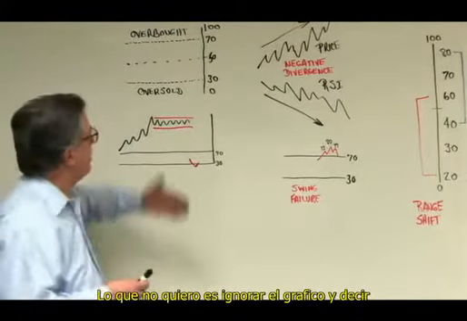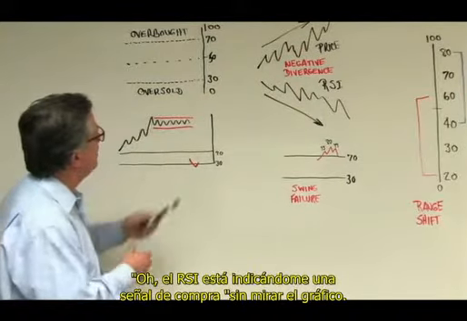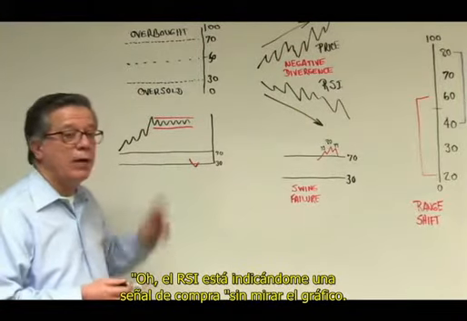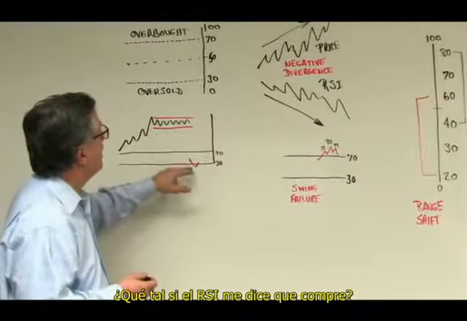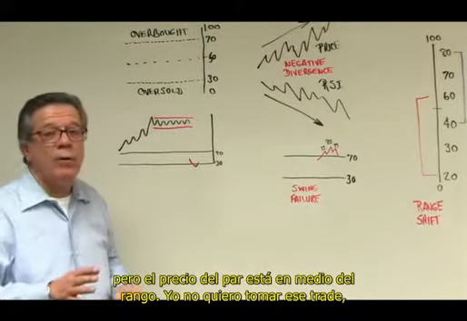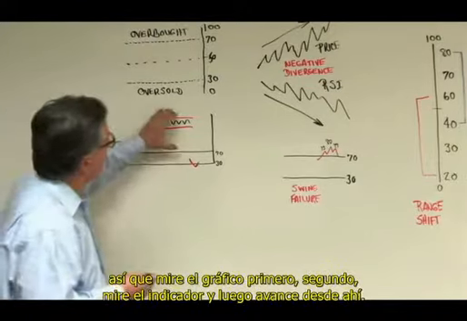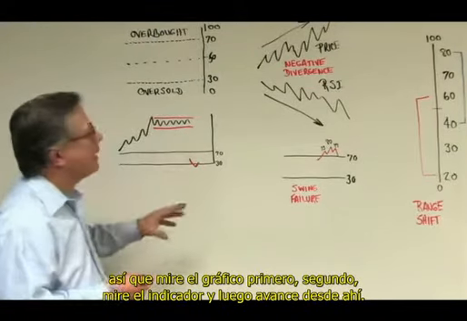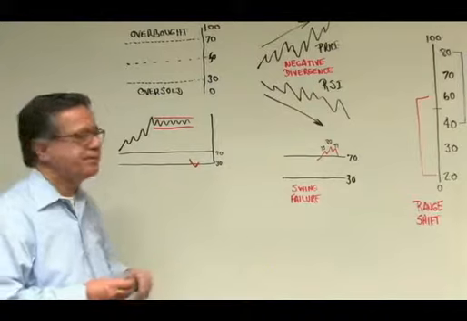What I don't want to do is ignore the chart up here and just say, oh, the RSI is telling me to go long, without looking at the chart. What if the RSI is telling me to go long, but the pair is in the middle of the range? I don't want to take that trade. So look at the chart first, and then the indicator second, and then go forward from there.